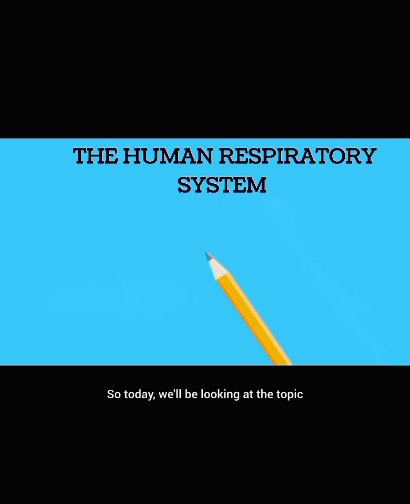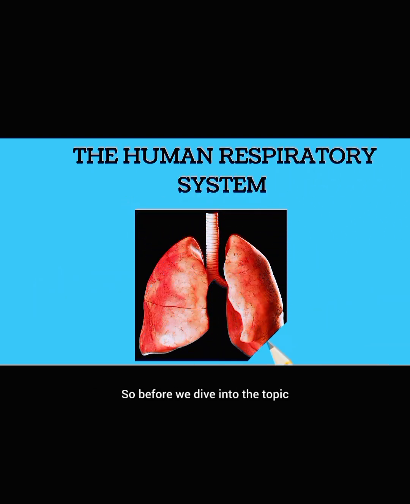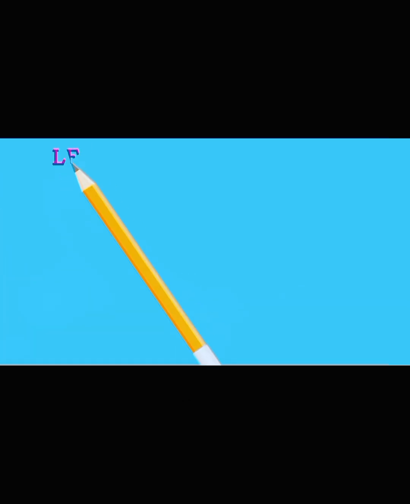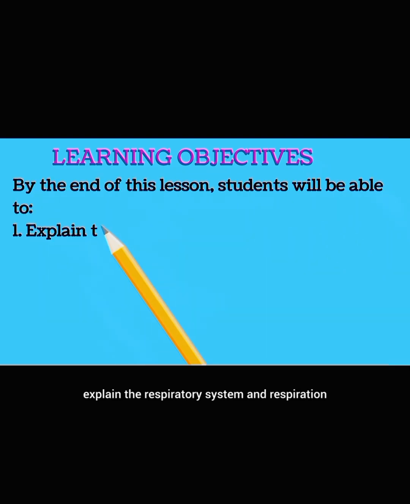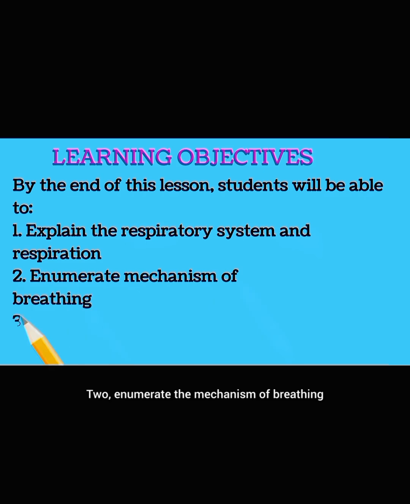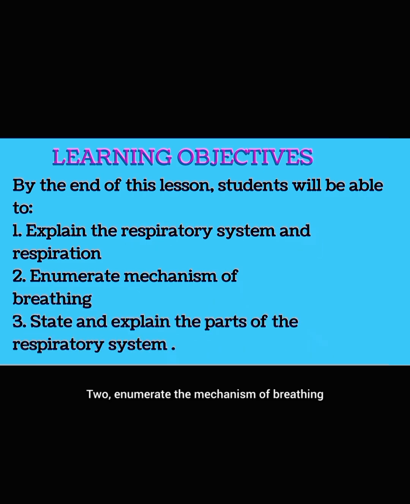So today we'll be looking at the topic, the human respiratory system. Before we dive into the topic, let's look at our learning objectives. By the end of this lesson, students will be able to: 1. Explain the respiratory system and respiration. 2. Enumerate the mechanism of breathing. 3. State and explain the parts of the respiratory system.